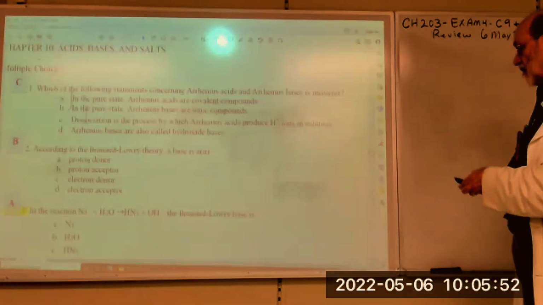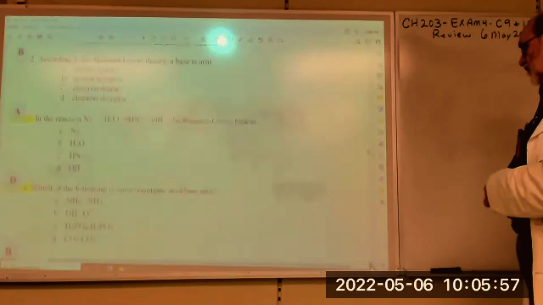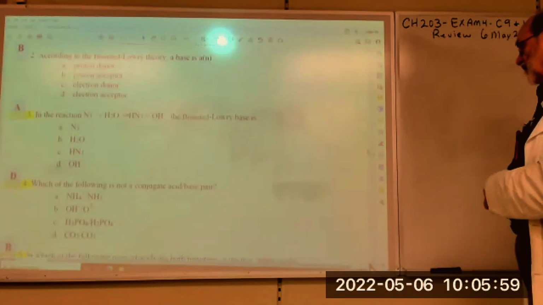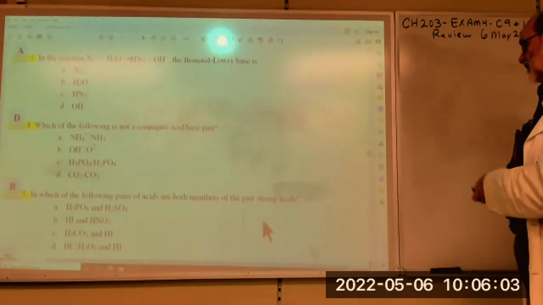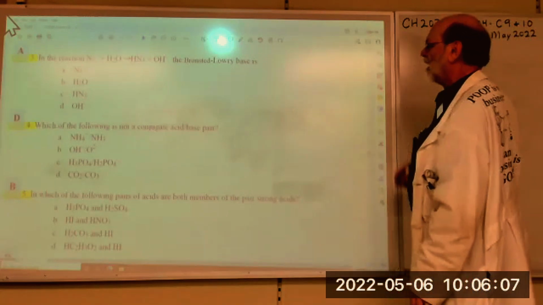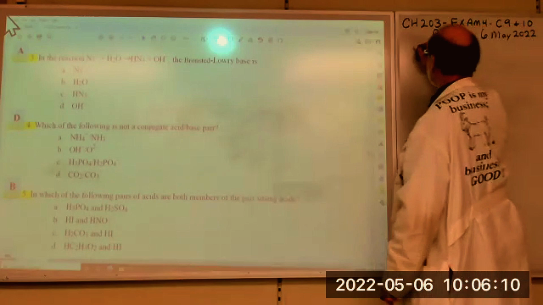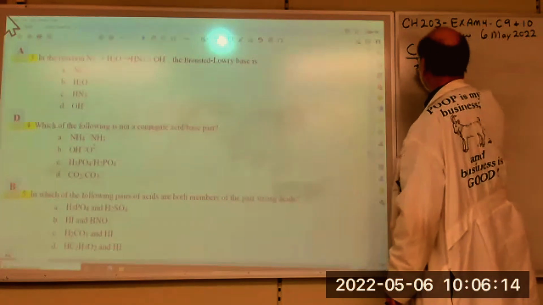Yeah, let's see. Oh, now we're into chapter 10. Try to squeeze them all in there. Yep. Okay. All right, we start renumbering again. Okay, so this is chapter 10, 3.